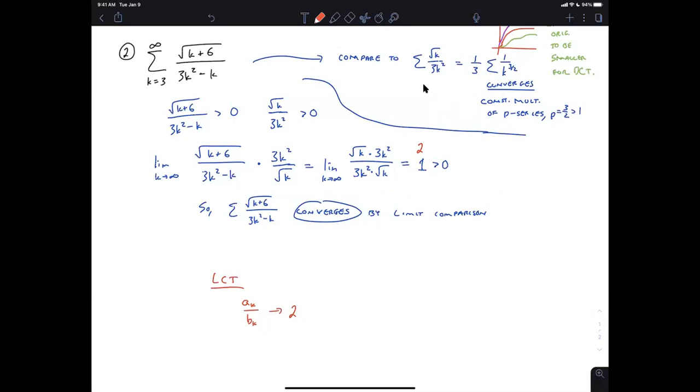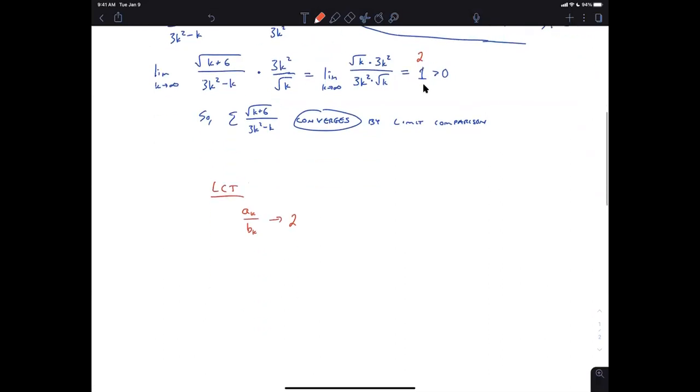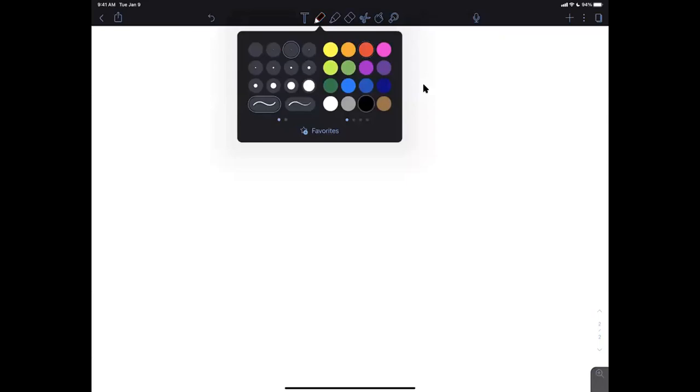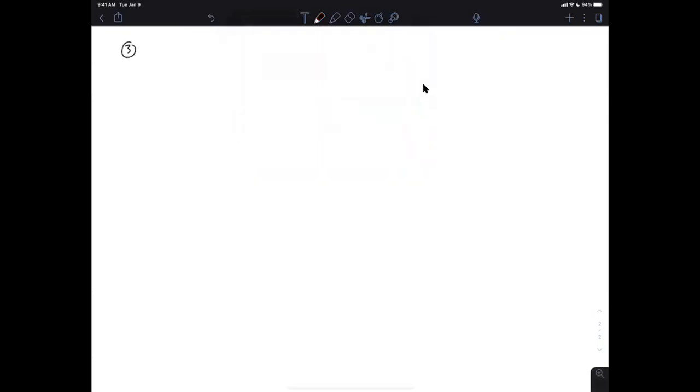Any questions about that? Okay, so I want to look at another couple of examples. So the next one I want to look at is the sum.